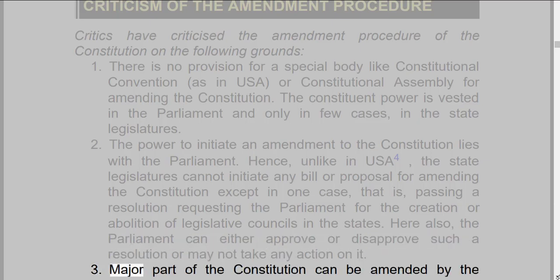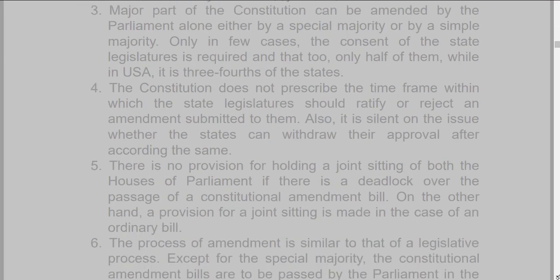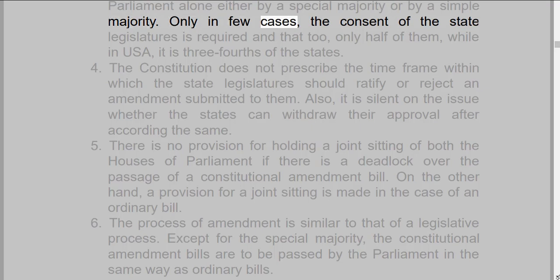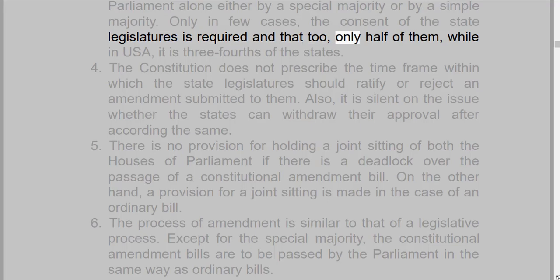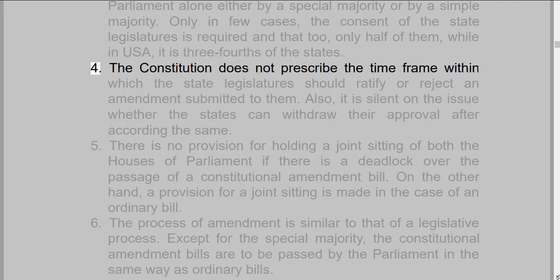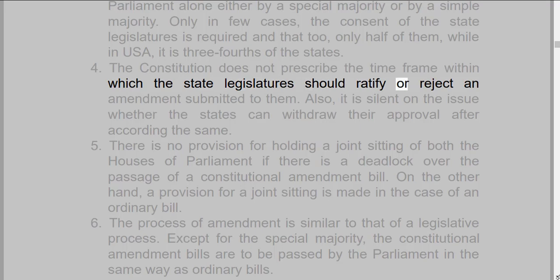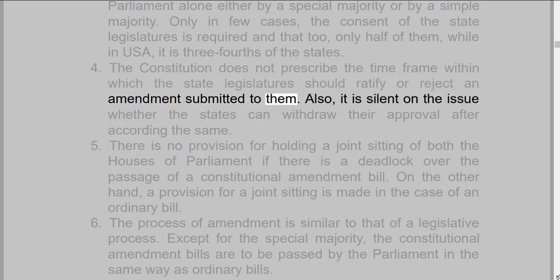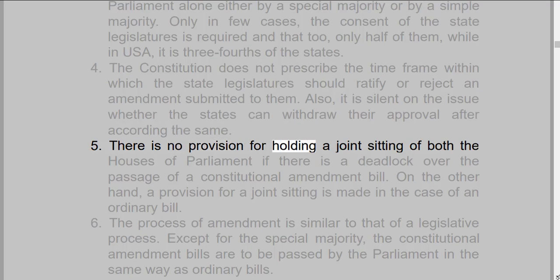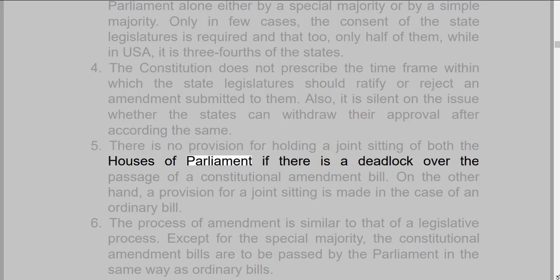Here also, the Parliament can either approve or disapprove such a resolution or may not take any action on it. 3. Major part of the Constitution can be amended by the Parliament alone either by a special majority or by a simple majority. Only in few cases, the consent of the state legislatures is required, and that too, only half of them, while in USA, it is 3/4 of the states. 4. The Constitution does not prescribe the time frame within which the state legislatures should ratify or reject an amendment submitted to them. Also, it is silent on the issue whether the states can withdraw their approval after according the same.